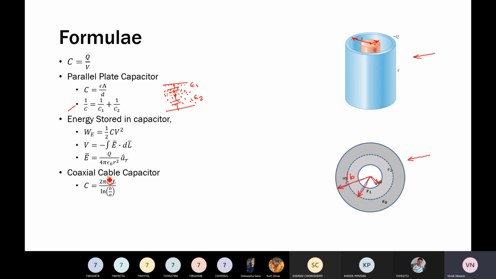Here epsilon 0 is written because we have assumed the permittivity of the dielectric material is epsilon 0. Air is used as a dielectric material. If we do have some different kind of material, we have to add epsilon R, the relative permittivity of that material.